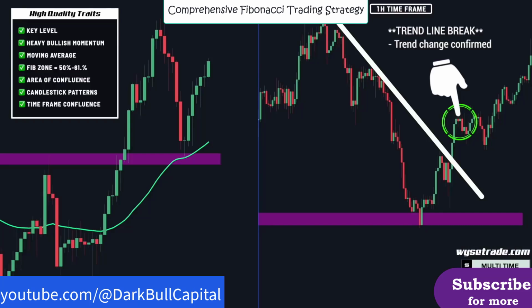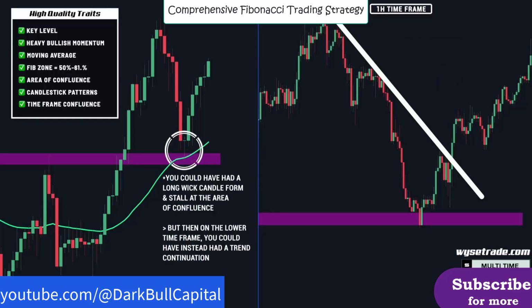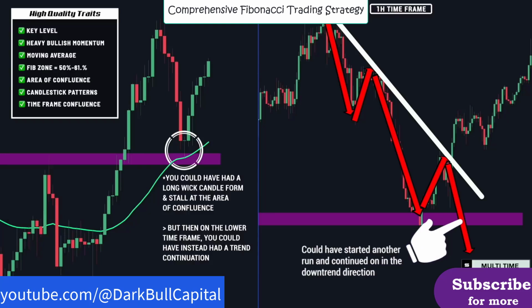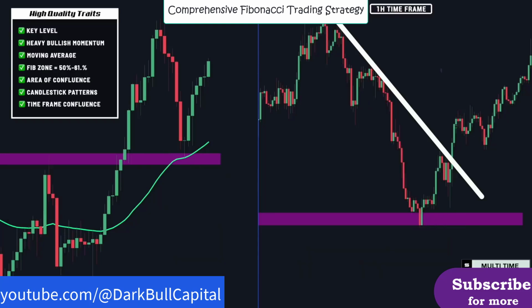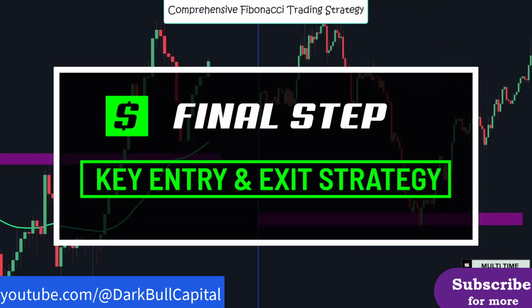One more point as to why a trend change confirmation pattern and using multi-time frames is important. You could have easily had a long wick candle form and stall at the area of confluence on the 8-hour time frame here. But then on the lower time frame, price could have done this instead. Run, pull back, run, pull back. And instead of breaking out and through the trend line, started another run and continued on, triggering a larger trend change. So after you had your trend change confirmation breakout, this is when you need the final step of the formula, which is to go to the lower intraday timeframes and use our key entry and exit strategy and entry tool.